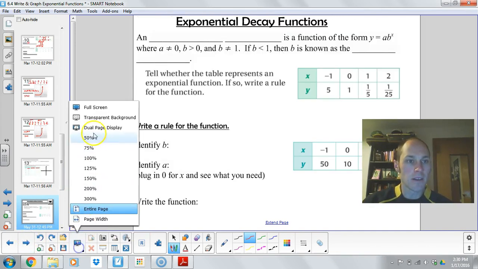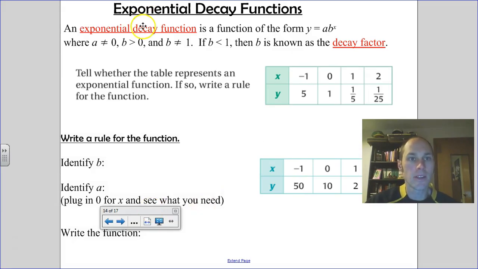All right, let's take a look at exponential decay functions now. It's the same format, a times b to the x, except this time b is less than 1. If we're multiplying by a number less than 1, the numbers get smaller, so that's known as the decay factor. Whereas if b is greater than 1, anytime you multiply by a number greater than 1, you're growing.